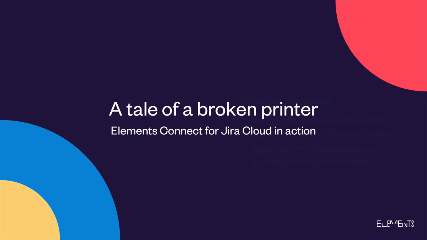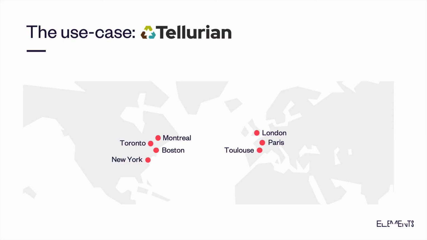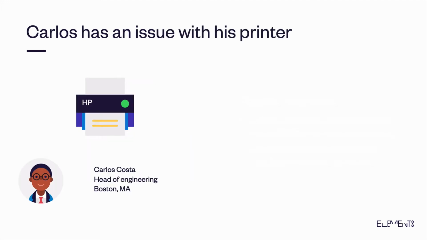Let's now have a look at Elements Connect for Jira Cloud in action. For today's example, we are going to go to Teloyan. Teloyan is a company that manufactures and sells environmental remediation robots. It has offices in various places in the world, in London, Toulouse, where I'm currently based, New York, and Boston, to name a few. And we're going to play the role of Carlos.